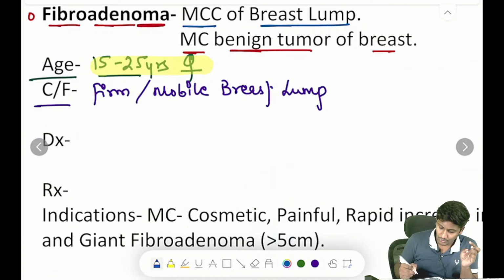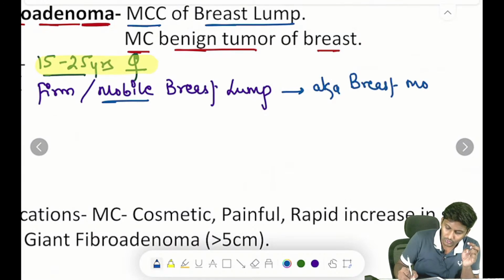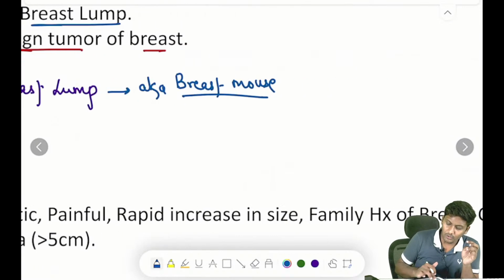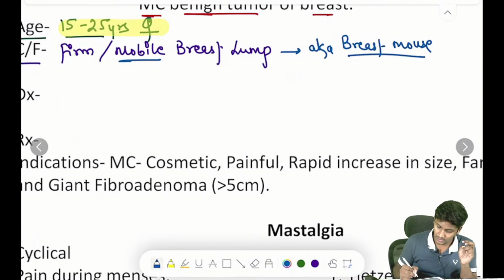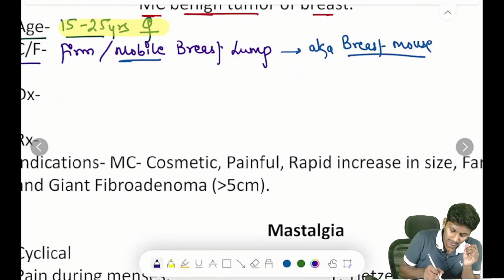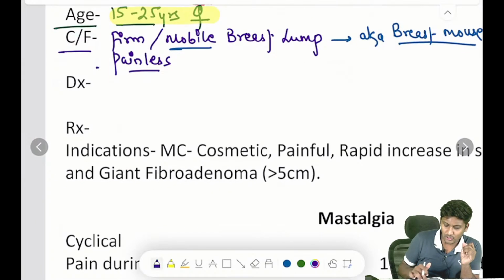Okay, that is important. And as it is a mobile breast lump, as you can move it here and there, therefore it is also known as a breast mouse. Therefore fibroadenoma is also known as breast mouse. The reason being because you can move the fibroadenoma from here and there. It is also known as a breast mouse. Okay? Next important is it is mainly painless. It is not a painful swelling or a painful lump. It is actually a painless lump.